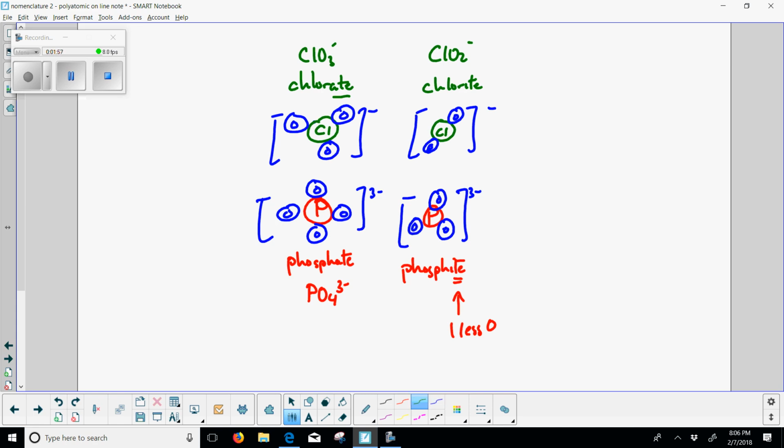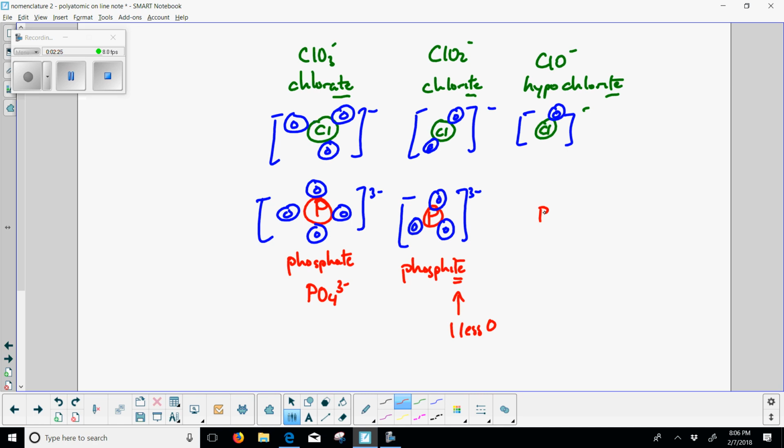Other times, you might have a chlorate that has 2 fewer oxygens. So it's only ClO, still with the negative charge. We can't call it chloride, and we can't call it chlorite. So what we do is we call this hypochlorite, which indicates that you're missing 2 of the oxygens.